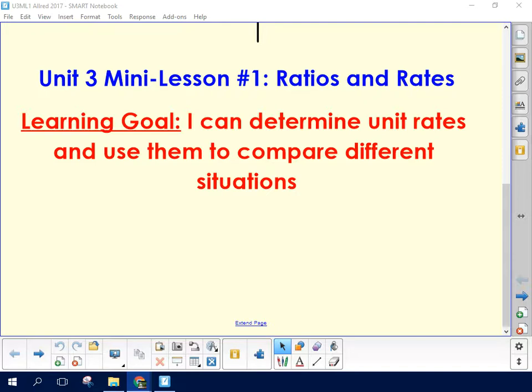So this is Unit 3. Our first mini lesson is ratios and rates. And by the end of today's mini lesson, you should be able to determine unit rates and use them to compare different situations. So let's get ready to rock and roll.